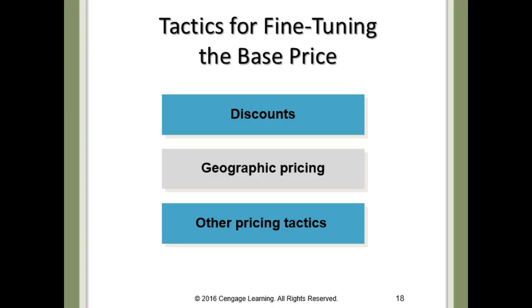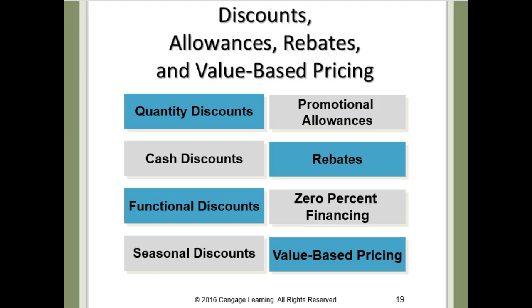The final step then is to fine-tune that base price. And fine-tuning techniques include discounts, geographic pricing, and then grouped together just other pricing tactics. Base price can be lowered through the use of discounts and related tactics of things that are called allowances, rebates, low or 0% financing, value-based pricing.